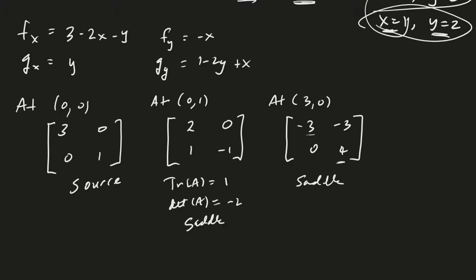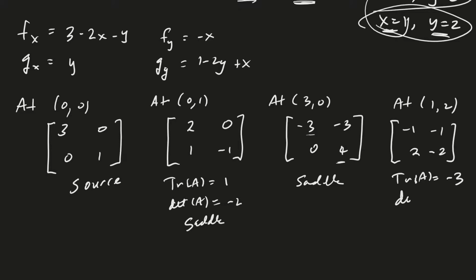Okay, and then the last one is at 1, 2, and there we have a minus 1, minus 2, 2, minus 2. Okay, and so from here we'll go ahead and do our trace. Trace is going to be minus 3, it looks like. Determinant will be 2 plus 2, which is 4. And so the discriminant is going to be 9 minus 16, right? And so that is going to be a negative number.